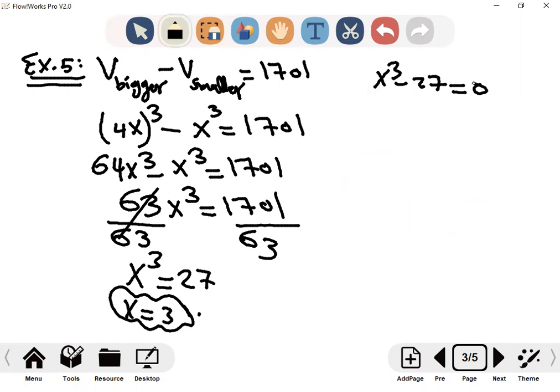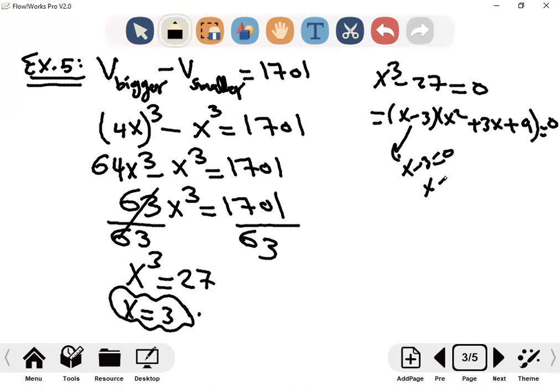Now focus with me. This is a difference of two cubes. x^3 minus 27, where 27 is 3 cubed. A minus b, right? So this equals (x minus 3)(x^2 plus 3x plus 9). I'm applying the difference of two cubes formula. Then they put it equal to 0. They take x minus 3 equals 0, so x equals 3, as we did here.